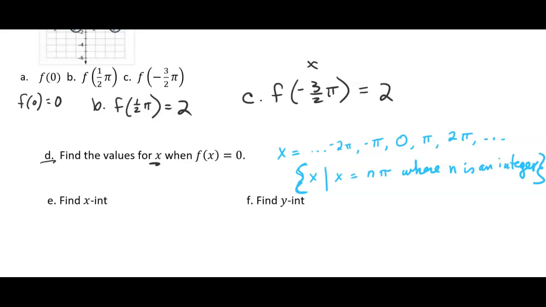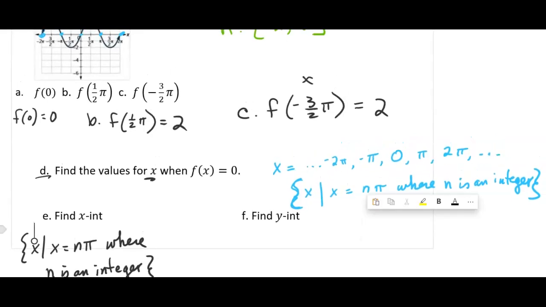So it's the set of x such that x is equal to n pi, where n is an integer. There are other ways to write this with set notation and all of that, but maybe that helps. So check the book out and see how they write it, just for fun. These are acceptable; I've got a couple of different ways there.